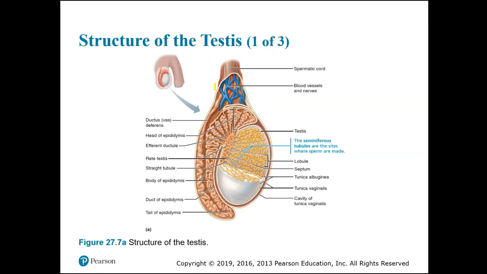So let's look at those structures. All right, so this is your testis, and this is your epididymis. In the testes, these tubules that are folded all up, they're yellow. They are called the seminiferous tubules. Sperm are produced here, and then they're going to enter the straight tubules, which connect to the rete testis, which connect to the efferent ductules, and then the epididymis.